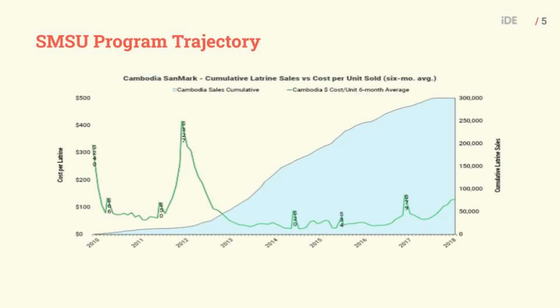So it's a history of SMSU. This is just a pictorial representation of that. So a couple of different lines here. You can see the blue shaded area is just the cumulative sales that SMSU has facilitated through our local business partners in Cambodia. And the green line, so you can see we kind of start through 2013 in our early piloting and implementation, and it really ramps up from 2013 onwards.